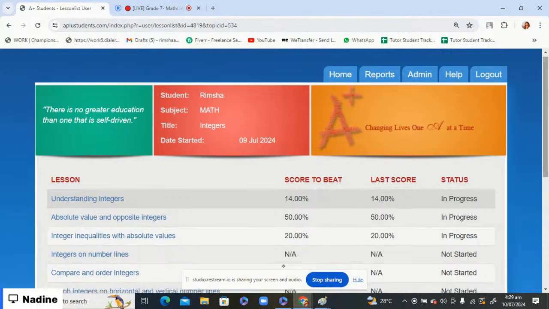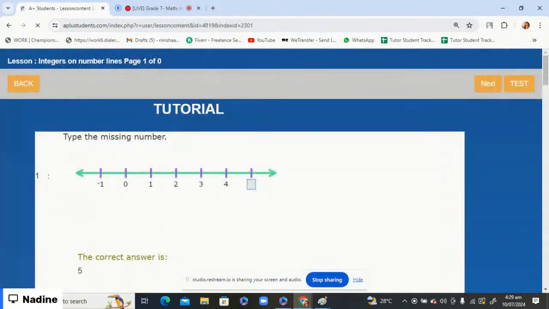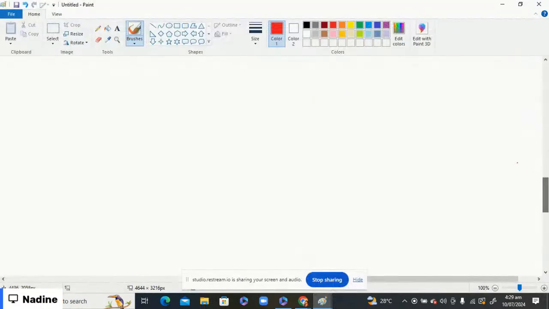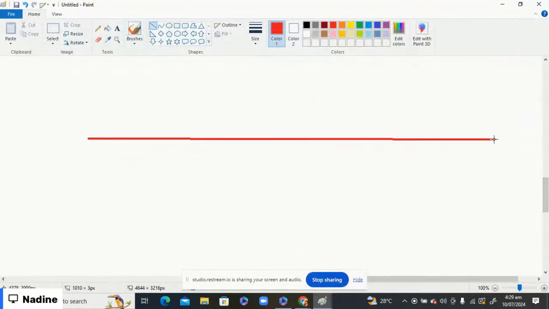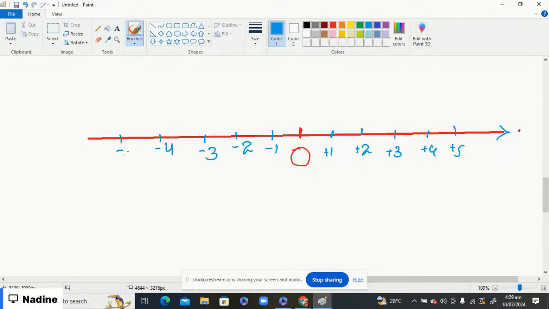Now let's do the fourth lesson, which is integers on the number line. First of all, we draw a line, and then we see on which side there are positive integers and on which side there are negative integers. Here is the point in the middle, which is always 0. On the right side, all the numbers are in the plus form: plus 1, plus 2, plus 3, plus 4, and plus 5. And on the left side of the 0, all the numbers are in the form of minus: minus 1, minus 2, minus 3, minus 4, and minus 5.